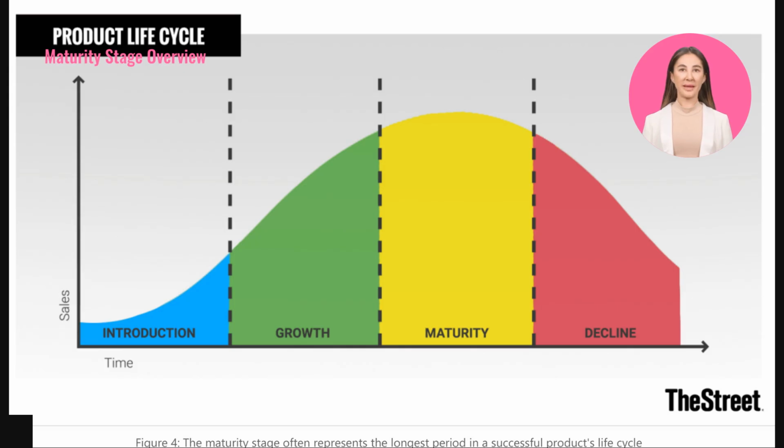In the maturity stage, market saturation and stabilized sales define the landscape. Companies focus on product differentiation and market segmentation to maintain competitiveness. Coca-Cola exemplifies this with innovative packaging, while personal computers target specific segments like gaming and business. This stage demands strategic adjustments to sustain profitability amidst intense competition.